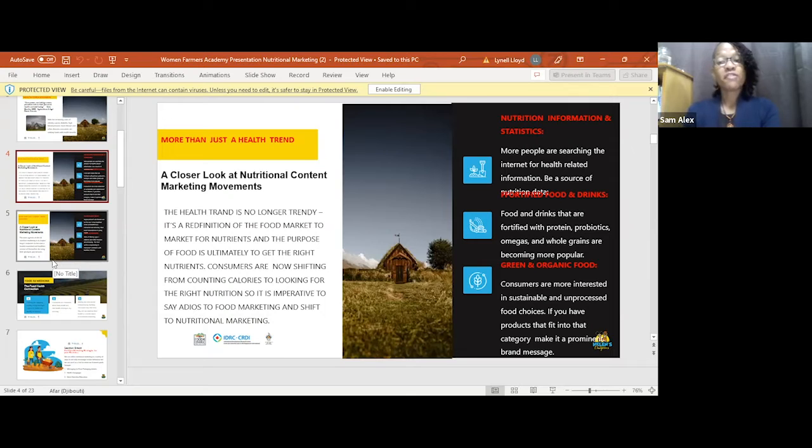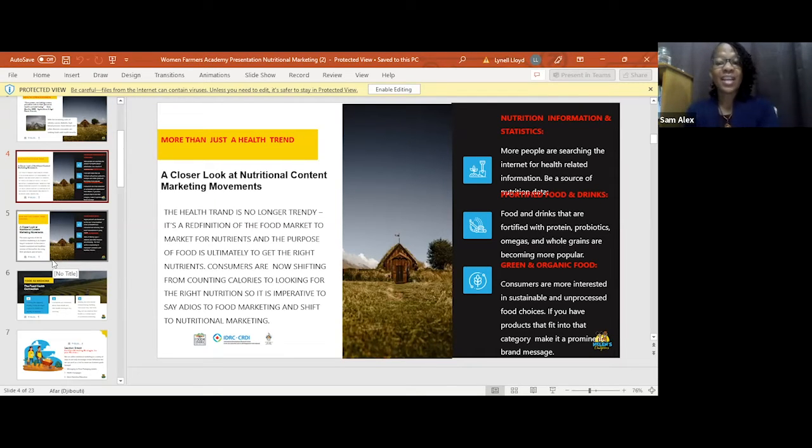Persons are also now looking for fortified food and drinks. They want to get food that has protein and probiotics and omegas and whole grains. All of these are becoming more popular. So if you have food products that fall within those categories, you want to make sure you inform the public, because it means that your food becomes an option for them. It meets the need. That's what they're looking for.